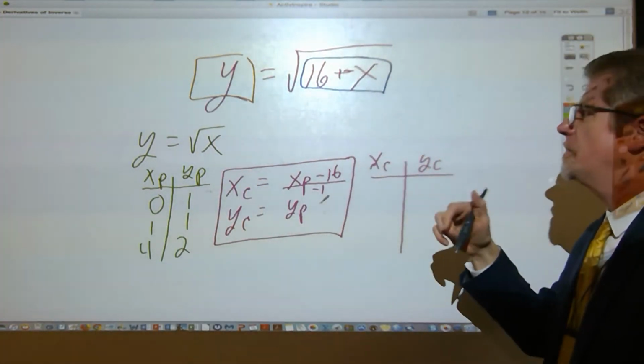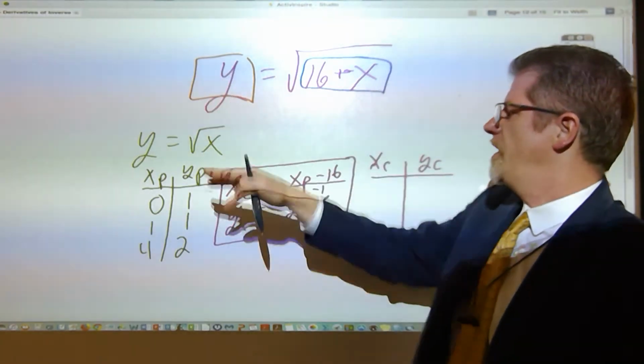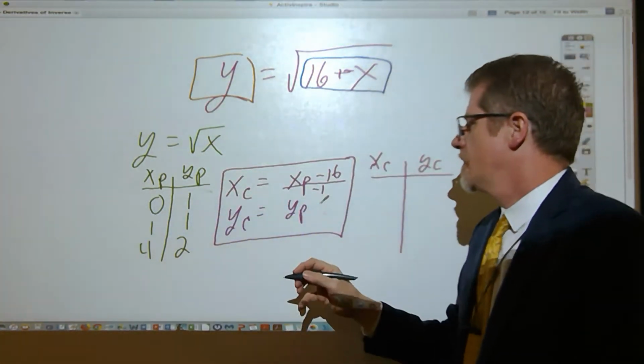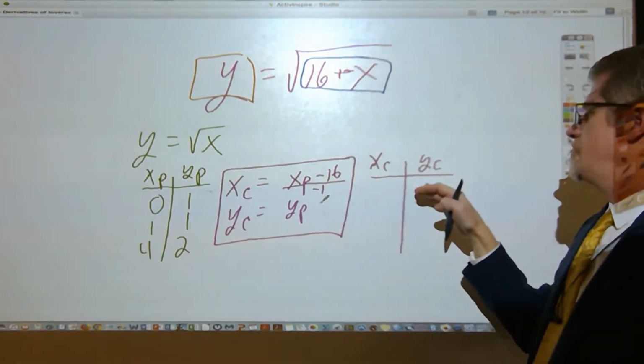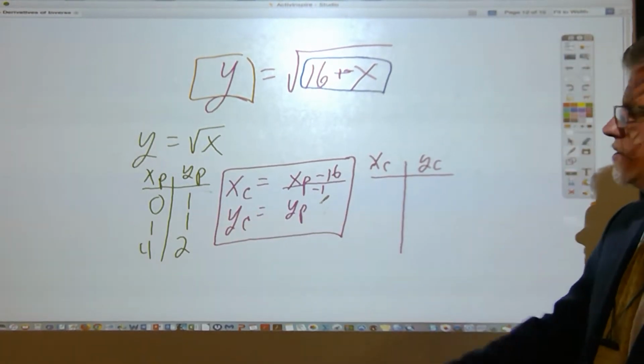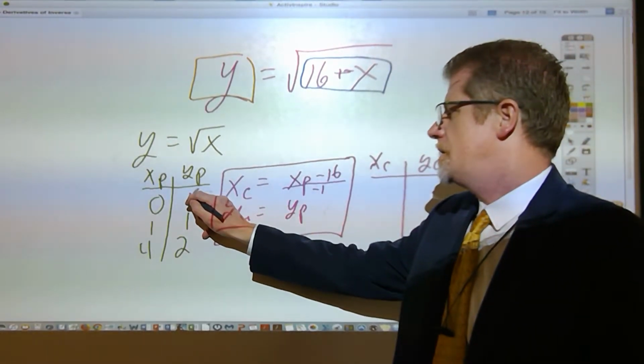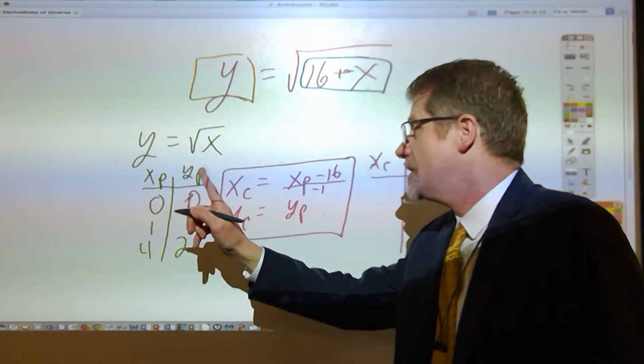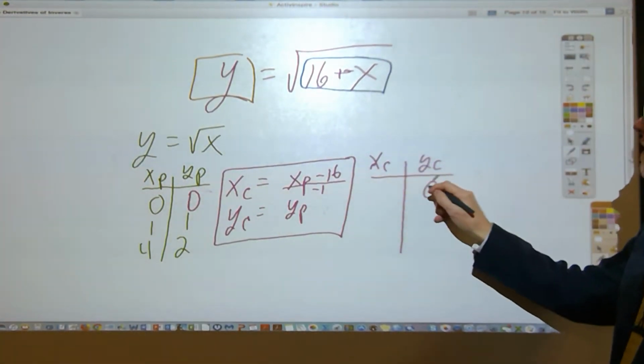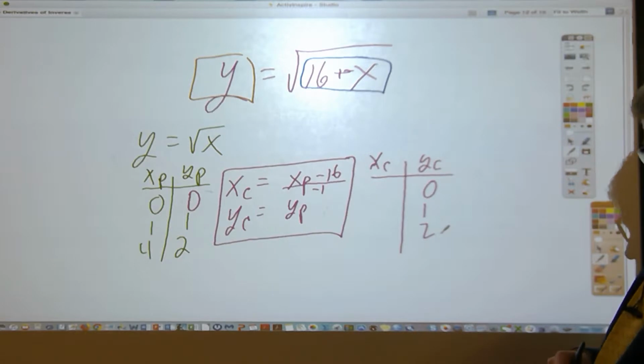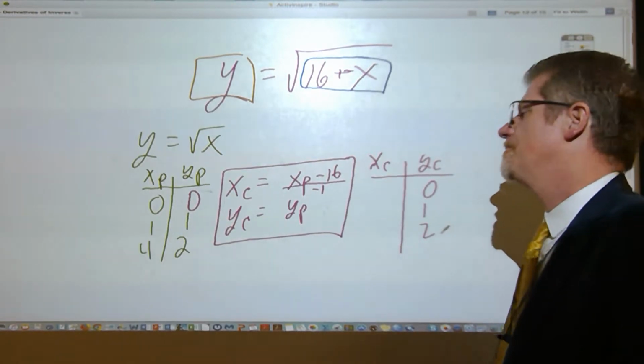By the way, multiply by 1, divide by 1. There's nothing exciting happening. For the y children, you just take the y parents. Oops, yeah. The whole time you're wondering, wait, I thought the square root of 0 was 0. Well, it is. Square root of 0 is 0. So 0, 1, 2. So that's fine. Sorry for confusing you with that silly mistake.